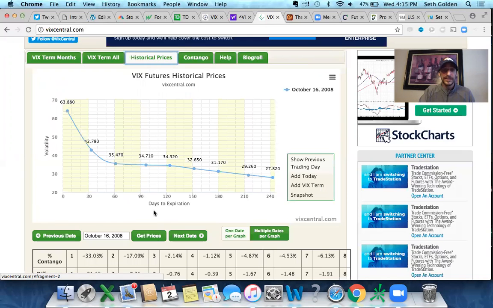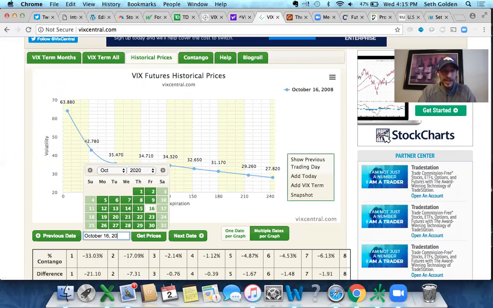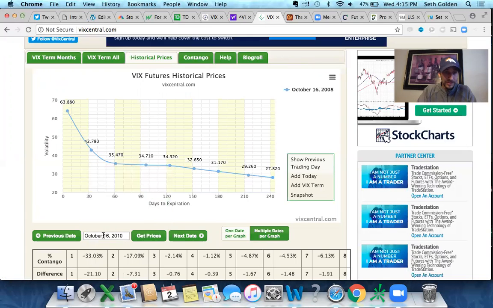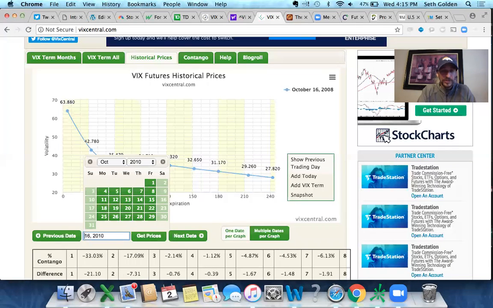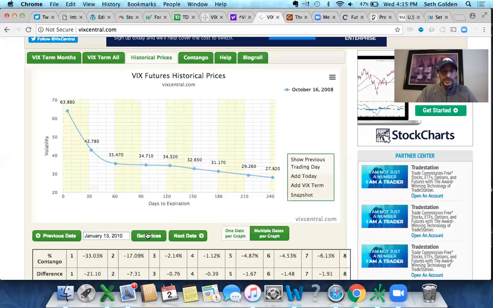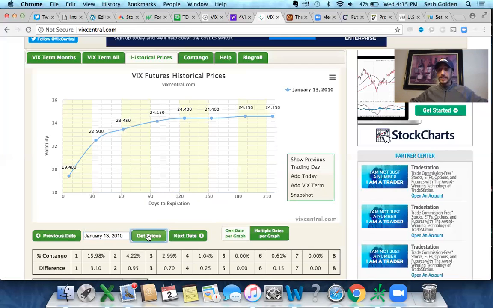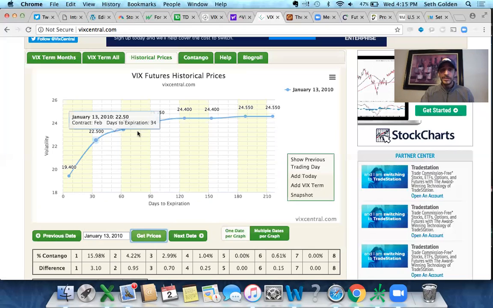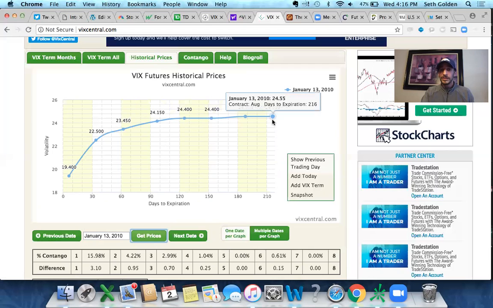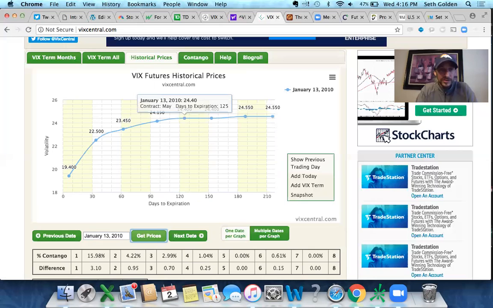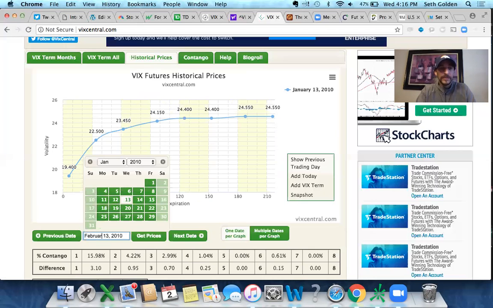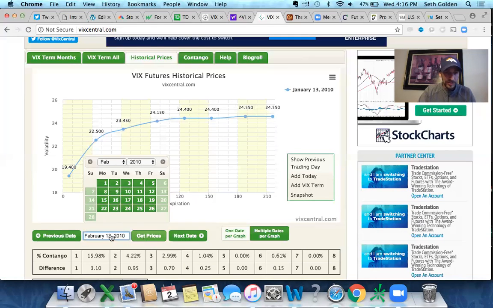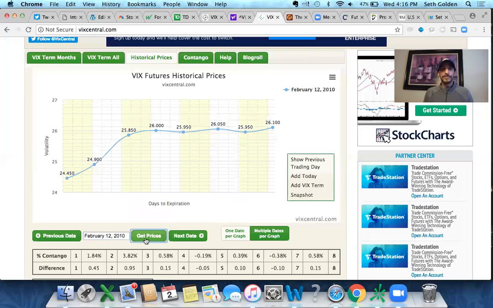So if we go to historical prices, let's get to 2010. Let's go to January. We'll go mid-month, right? Okay, and get prices. Same thing back in 2010 in the beginning of the year, folks. Look at the curve. Still have contracts all the way up here in the 20s in January. Let's go out to February. Oh, we have to put a 12 because it's not going to register. There was no 13 trade. Get prices.